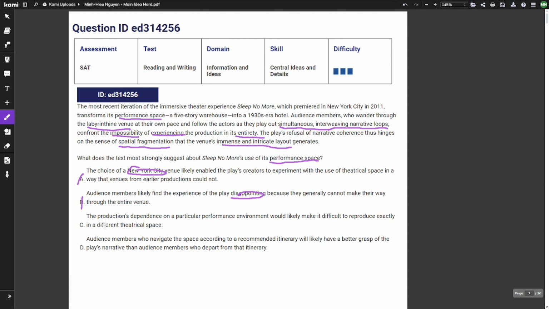Alright, C. It depends on a particular environment and would be difficult to reproduce. I mean, yeah, it's talking about how it has a super intricate layout and that there's all these loops and stuff, so it would make sense that it'd be hard to reproduce. So our answer might be C. And then D, not once does it ever mention an itinerary in the text, so it's not going to be D either, and our best answer would be C.